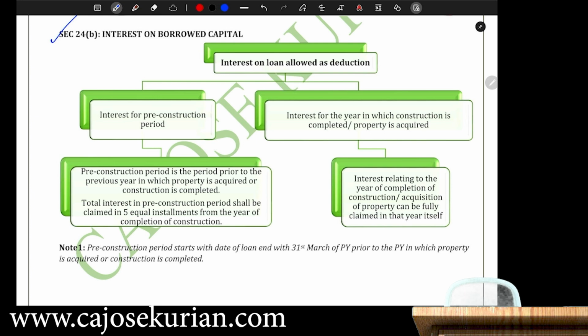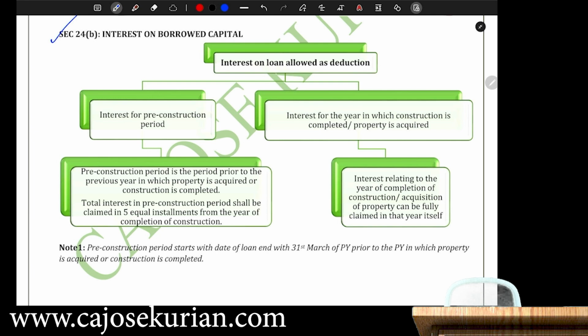Now, understand first of all, interest on loan allowed as deduction. We can split that into two. Which are the two splits? Interest for pre-construction period and interest for the year in which construction is completed or property is acquired. So listen, what is pre-construction period?